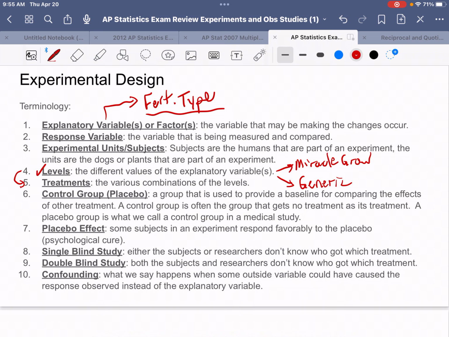A single blind study. If you can do an experiment in a way where the subjects don't know whether they're getting the real treatment or the placebo, or the new treatment or the old treatment, then that would be a single blind study. Or you could do a double blind study where both the subjects and the researchers don't know who got what treatment.